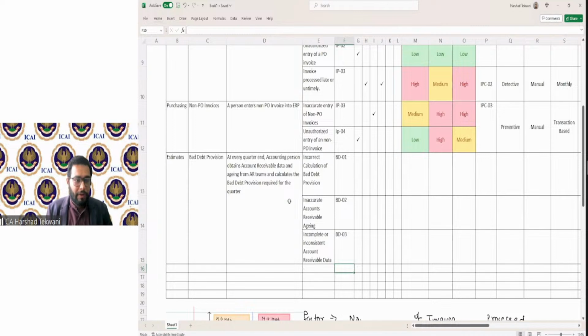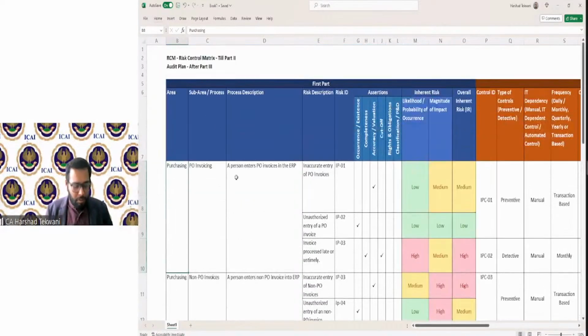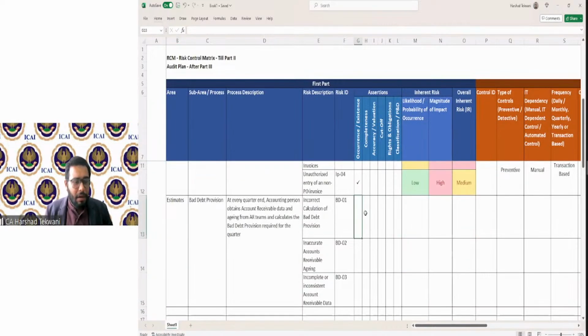Now, when I say inaccurate calculation of bad debt provision, what is the risk I'm seeing here with respect to the assertions? At what assertions am I seeing a risk? If I calculate bad debt provision inaccurately, then it will impact accuracy and valuation, because provision will impact your balance sheet also. So you have a problem with the valuation. Then you will have a problem with the existence of that actual provision.